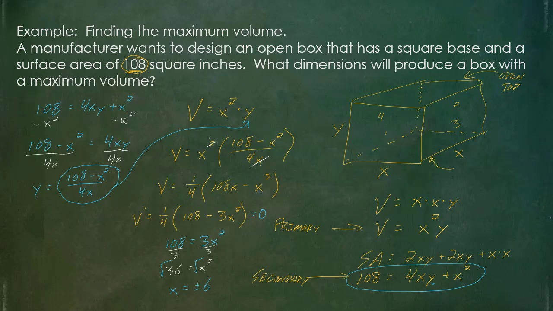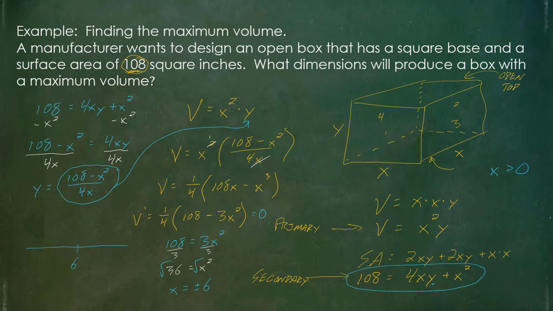Now in the context here, this is where the feasible domain comes in. I do know that since this is a physical shape, my feasible domain is really x just has to be greater than 0. So that's going to actually rule out that -6 that I just got there. So really I only need to figure out what happens on each side of 6. Does it increase and then switch to decreasing, or vice versa?